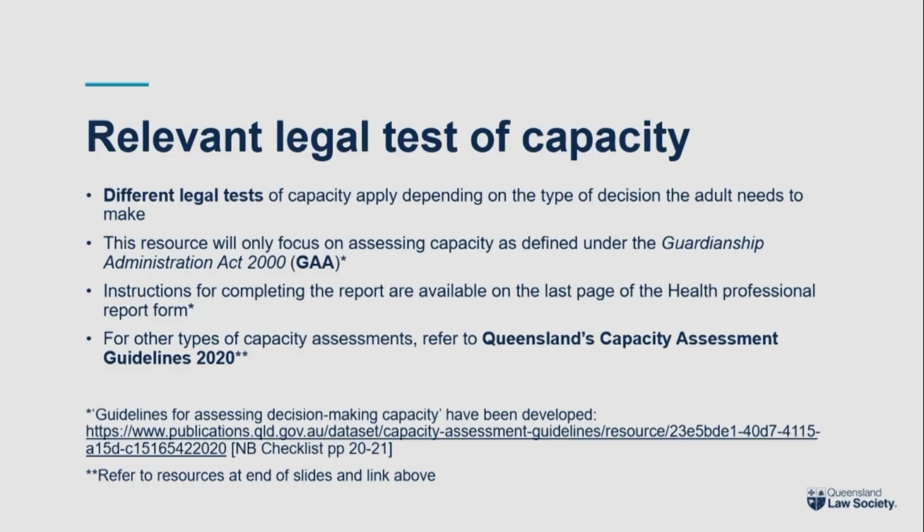So if the purpose of the health professional report is to assist the tribunal in making a decision about a person's decision-making capacity, can you talk us through the actual relevant legal test in relation to capacity? Yeah, so the relevant legal test in relation to guardianship and administration matters is located within the Guardianship and Administration Act, unsurprisingly. So we're not talking about the relevant legal test of capacity to make a will or to make other types of decisions outside of those types of matters that we described earlier.